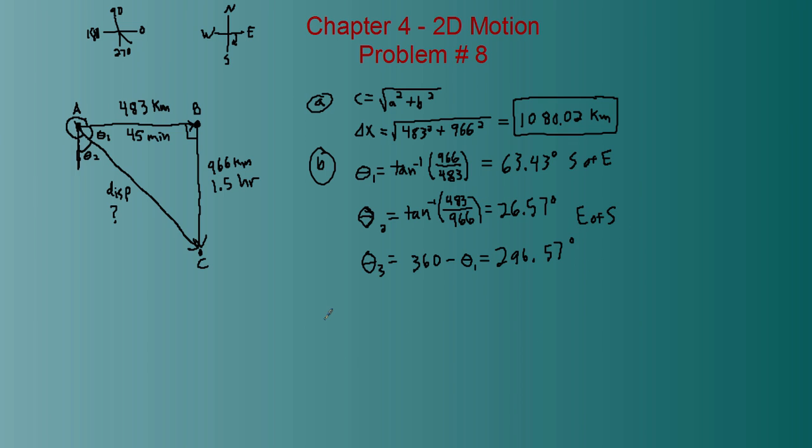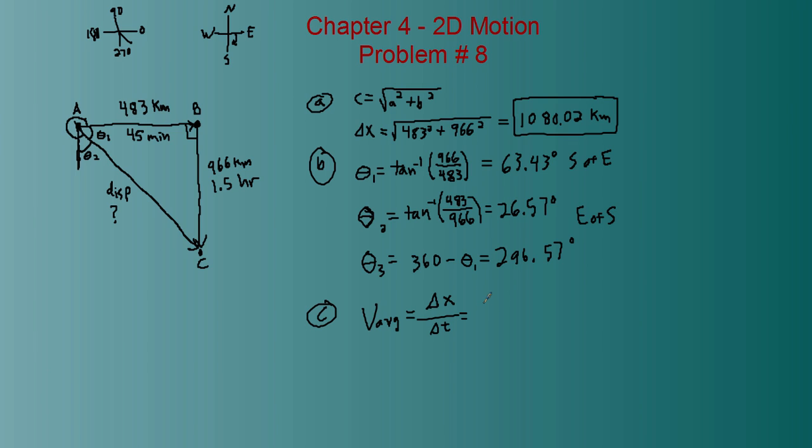Alright, what's the average velocity? Part C. Velocity average is the displacement over time. So we got all the pieces. We know the displacement up here, 1080.